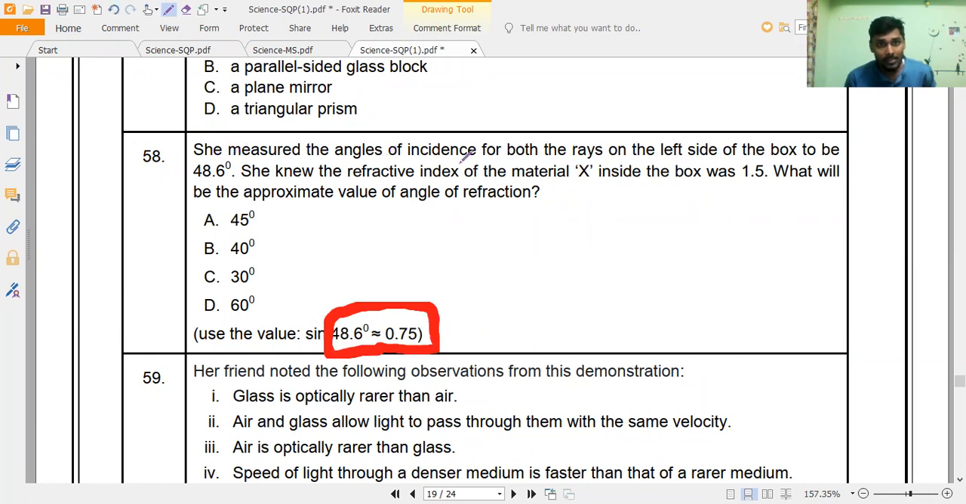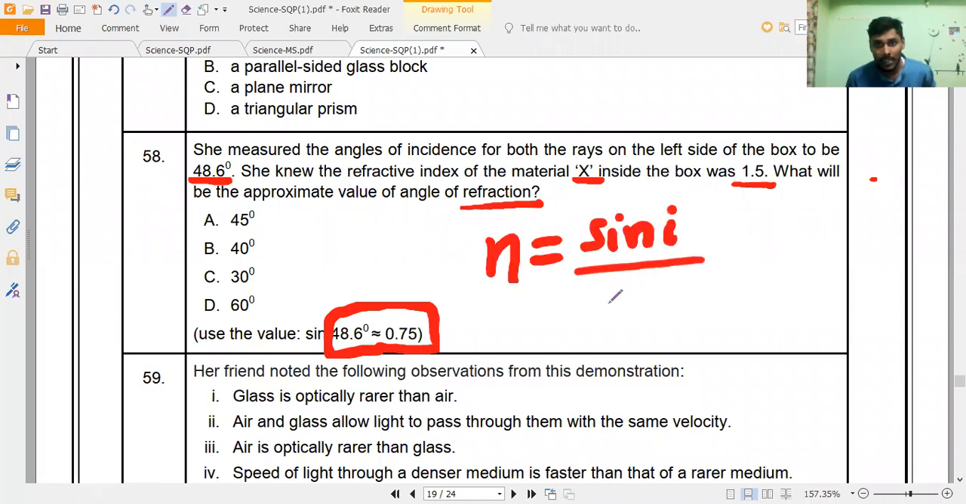Now, she measures the angle of incidence for both the rays on the left side of the box to be 48.6 degrees. And she knows that the refractive index of material X inside the box is 1.5. What will be the approximate value of the angle of refraction they are asking? Very simple. Refractive index is equal to, what is the formula, guys? Sin i by sin r.